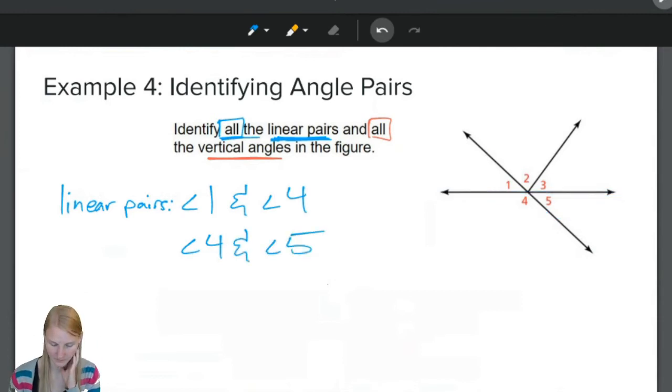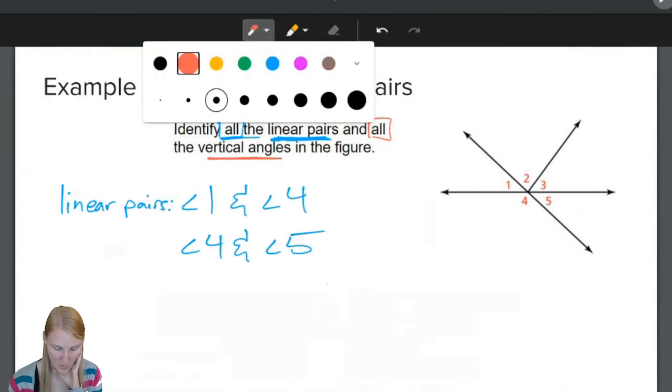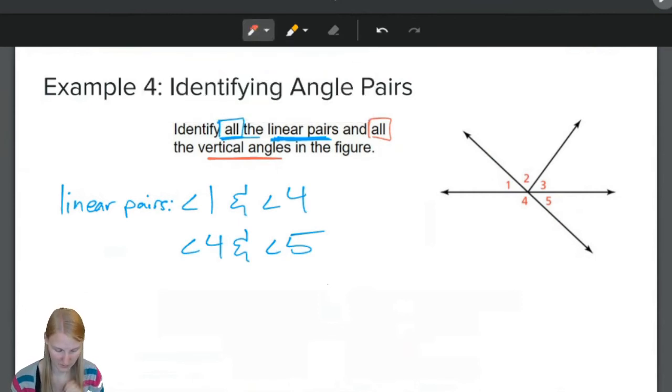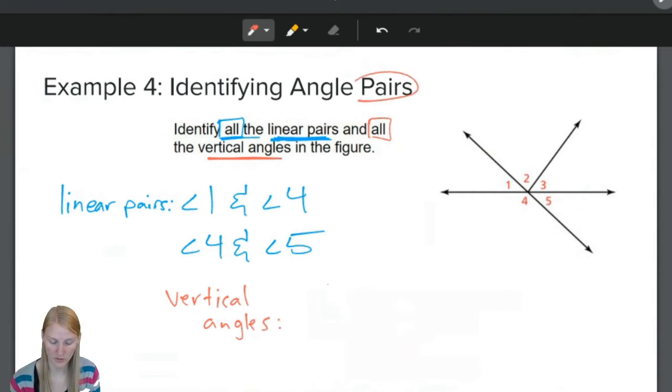Beautiful, beautiful. All right, now we're moving on to vertical angles. Vertical angles. So remember, these also come in pairs. We're talking about angle pairs in this example. So vertical angles are when I have two lines that cross. So let me find two lines that cross. Here's a line, and here's a line. I don't see any other lines.